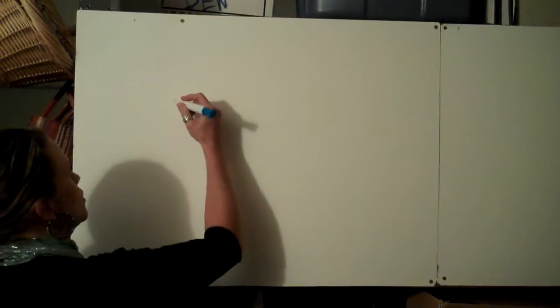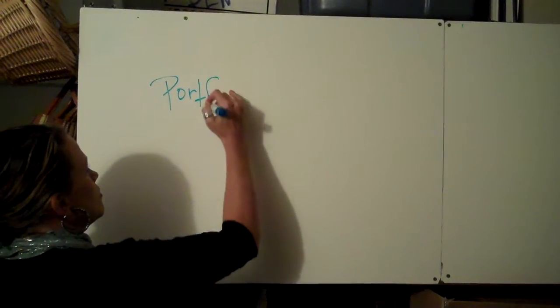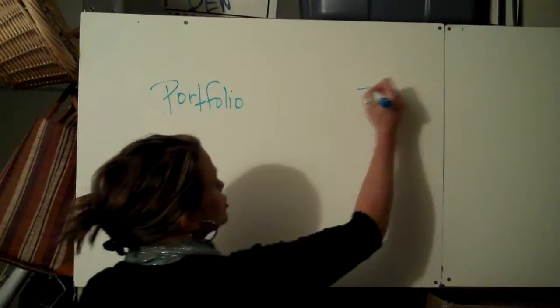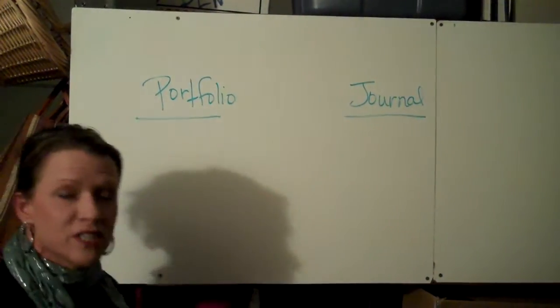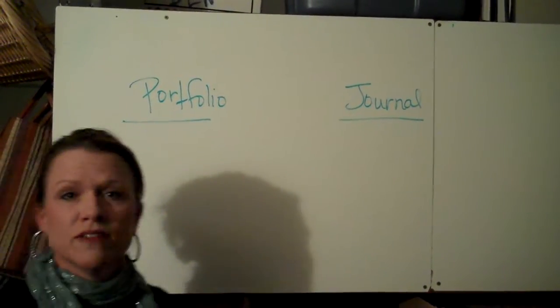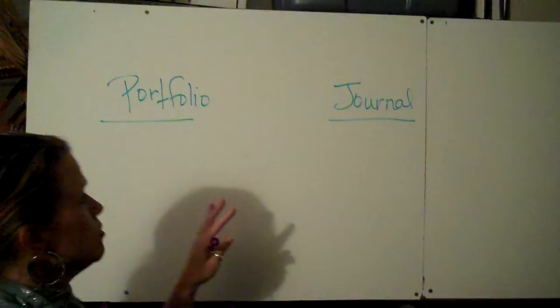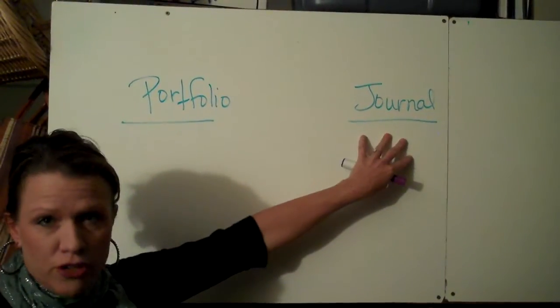So, your grade is composed of two things. You have your portfolio, and you have your journal. Each 50% of your grade, each 500 points. Okay, so quickly talk about the journal.